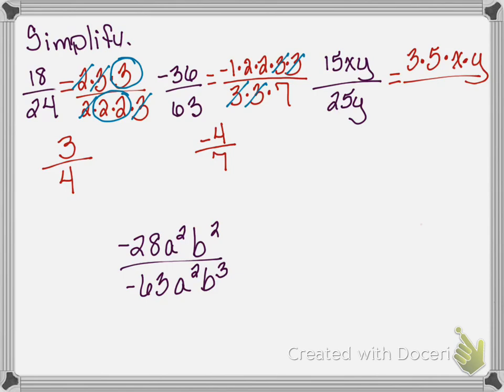What is 25 factored to? Good. 5 times 5 times y. Okay? So if it's on the top and the bottom, I can cancel it out. So I am left with a 3 and an x on the top and a 5 on the bottom. So it is 3x over 5, yes. Okay.